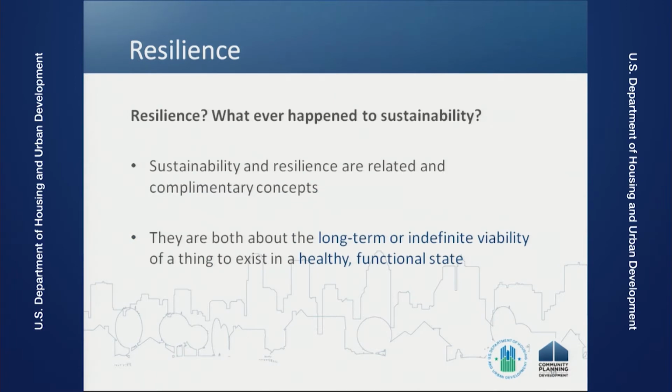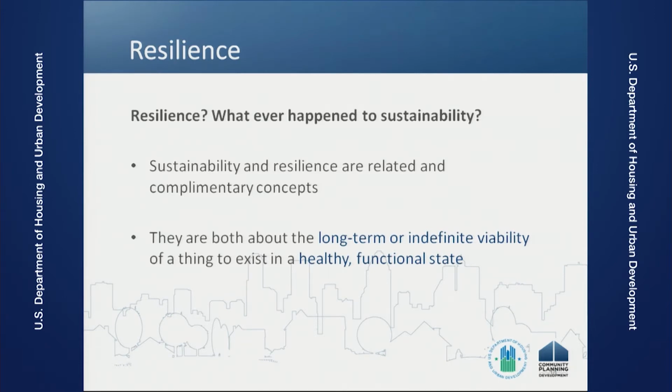So on to resilience. One of the most frequently asked questions I hear with the growing emphasis on resilience is how it relates to sustainability. These are both very large concepts that receive a great deal of intellectual inquiry and debate, but I still find it helpful to position them at a macro level, even at the risk of boiling them down into bullet points in a presentation. Sustainability and resilience are related and complementary concepts.